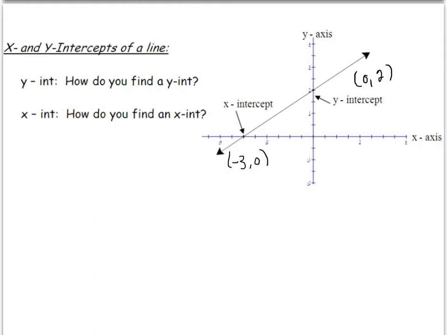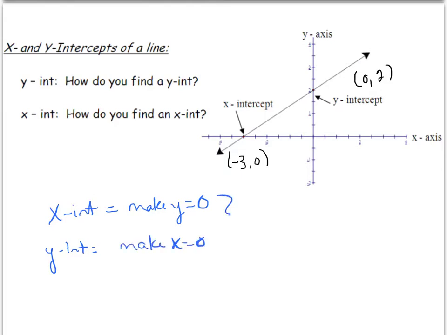So, to help you out here, if you want to find the x-intercept, all you have to do is make y equal to 0. If you want to find the y-intercept, all you have to do is make x equal to 0. Follow these rules and you'll be good to go.